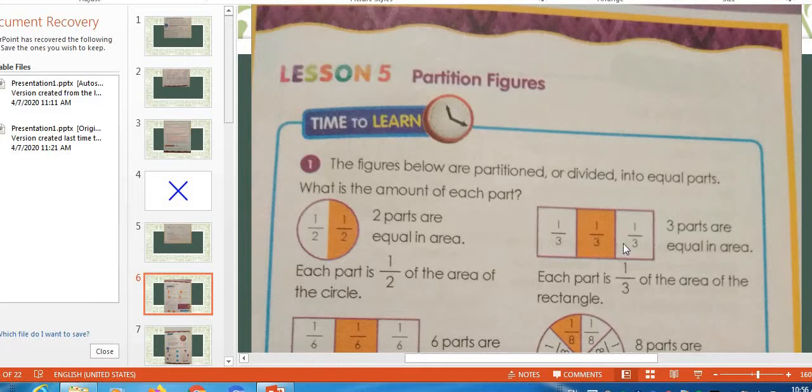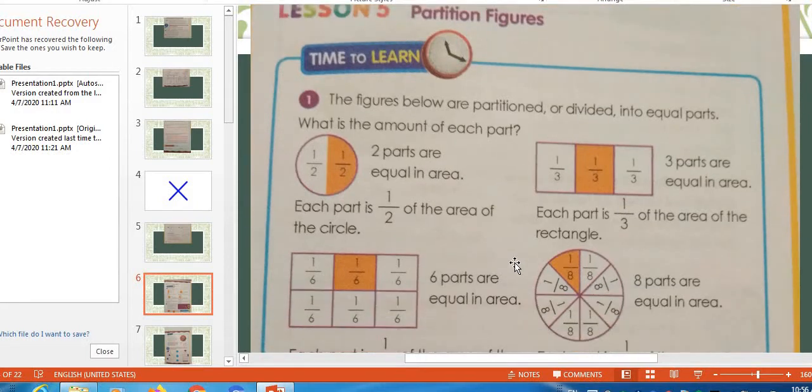Why is it a third? I have here 1, 2, 3. Do you remember we have taken this? Yes, 1, 2, 3. We have here 3 parts as a whole. The total number of parts, I write it here in the denominator, down. And here the shaded part is 1, just 1. So I write here 1 in the numerator.